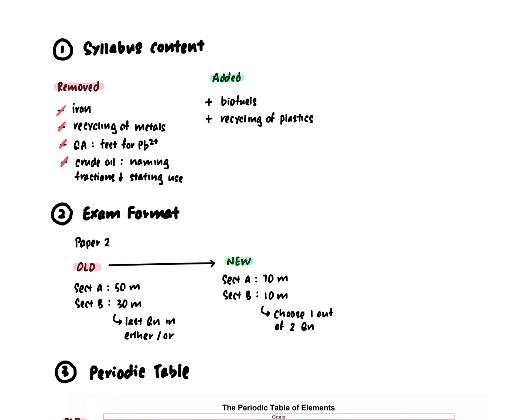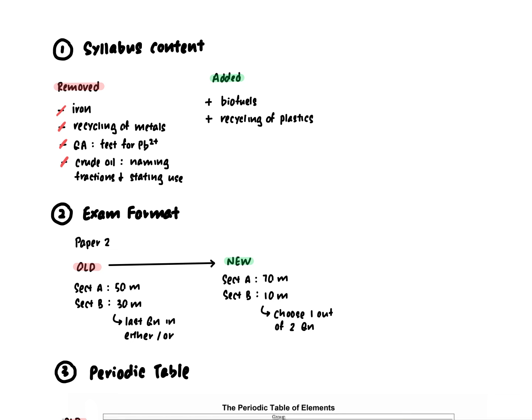naphtha, and so on. So the naming of the fractions is no longer in syllabus, and the stating of the use of each fraction is no longer in syllabus as well. So what's important for the fractional distillation of crude oil or petroleum would be that the lighter fractions, or the ones with the smallest molecules, are found at the top of the column, and the heaviest fractions, the ones with the highest boiling points, are found at the bottom of the fractionating column.